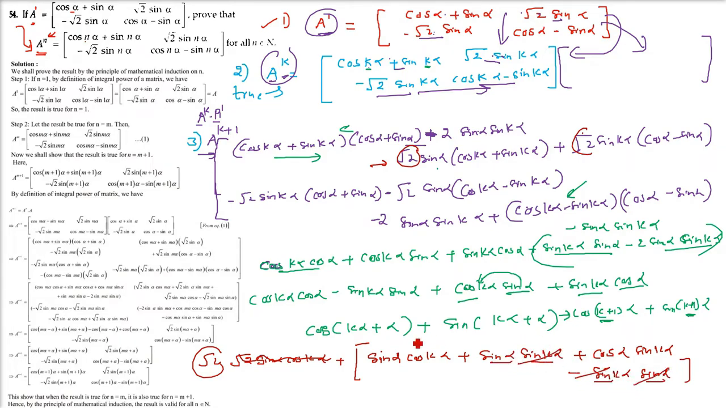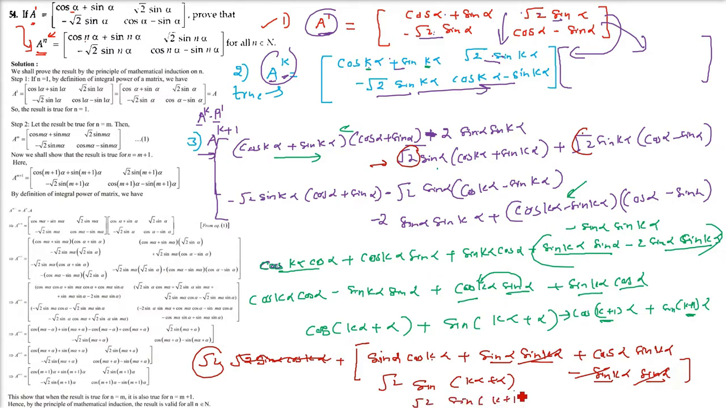What do you get? This is cos A sin B plus sin A cos B. And what was that? It is actually sin(A plus B). You can say sin A cos B plus cos A sin B, it is sin(A plus B). So sin(k alpha plus alpha), sin (k plus 1) alpha.